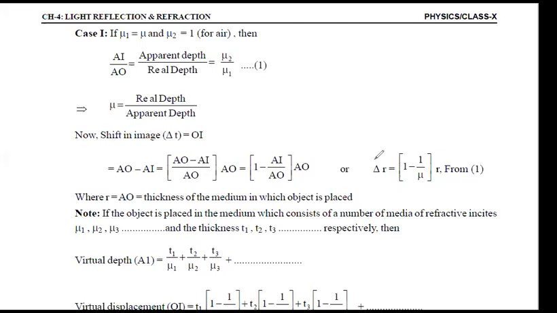So I can say that this not only gives me the idea about apparent depth, but it also tells me about a very important term, which is called optical path difference. If I'm having multiple slabs or multiple mediums, each having thickness T1, T2, T3, and each having refractive index mu1, mu2, mu3, the actual virtual depth will be the sum of all. We can just extend the concepts, but don't worry, this is just for your extra knowledge.